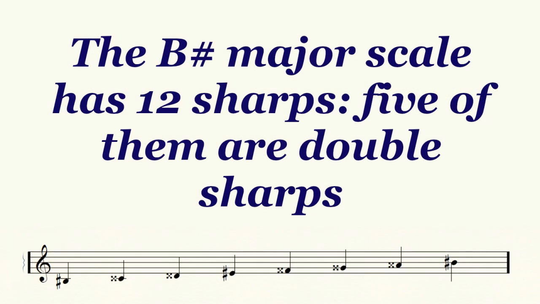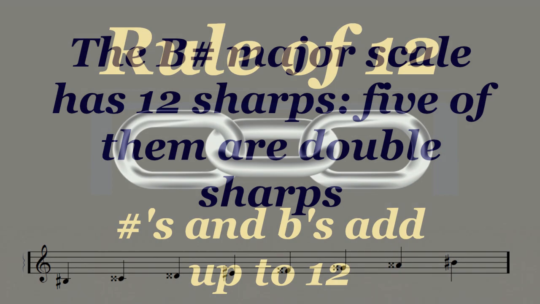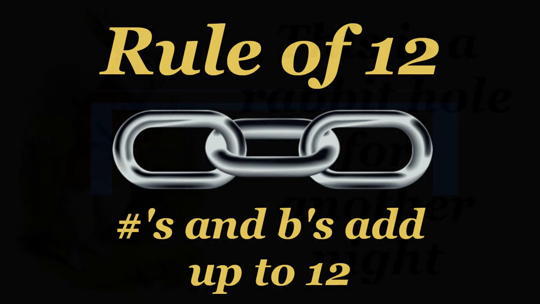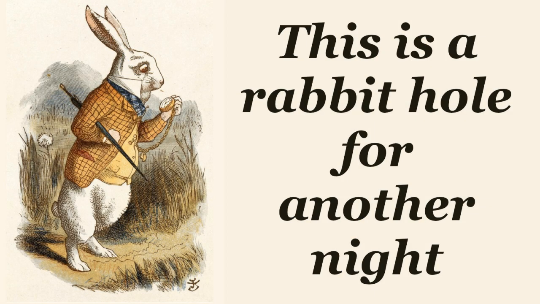Let's now look at an extreme enharmonic example. If we rewrite the C scale as a B sharp scale, we go from 0 sharps to 12. We will have 2 regular sharps and 5 double sharps. The rule of 12 simply says that 0 plus 12 is 12, so the math checks out. I have actually seen this theoretical scale in an example of a very famous piece of music, but now is neither the time nor the place to go down that particular rabbit hole.